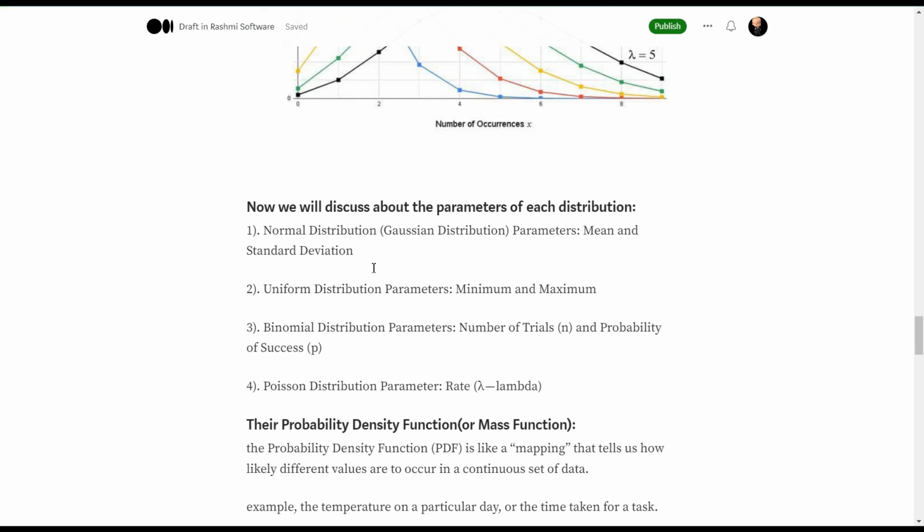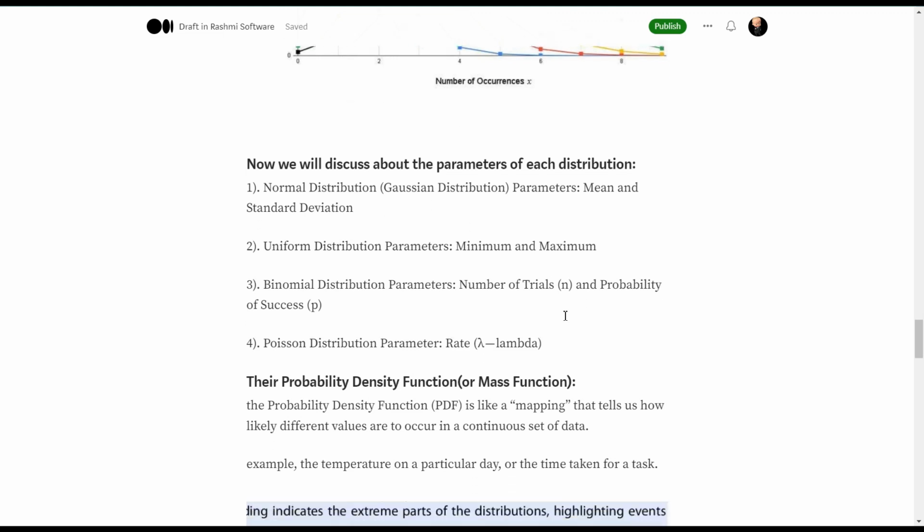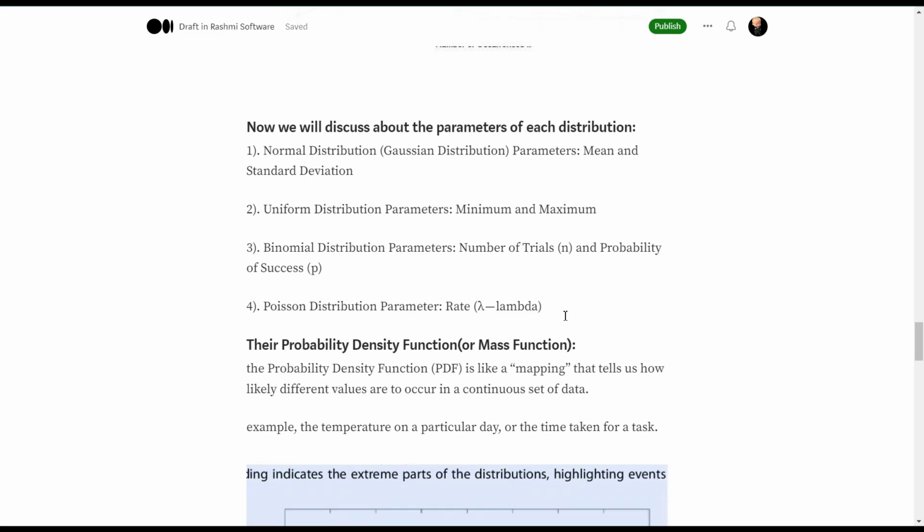Uniform distribution parameters: mean, minimum and maximum. Binomial distribution parameters: number of trials, denoted by n, and probability of success, denoted by p. Poisson distribution parameter: rate lambda.